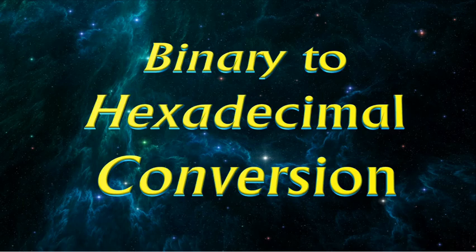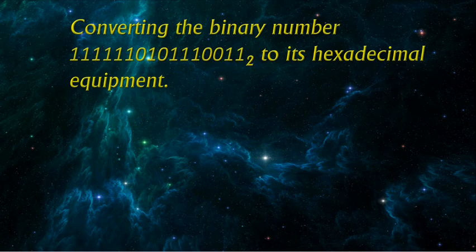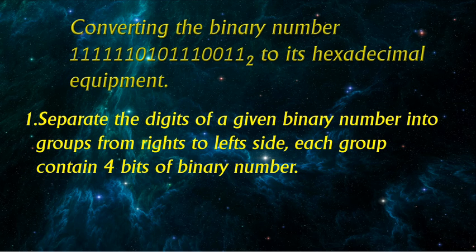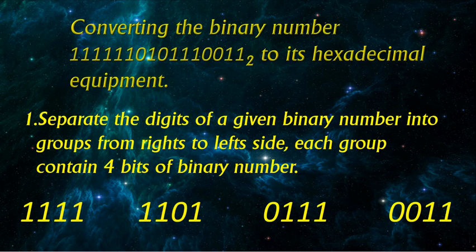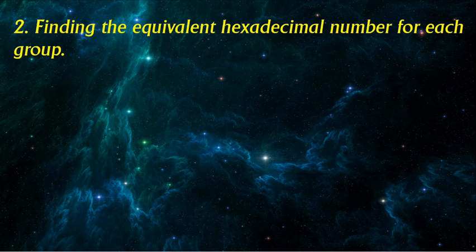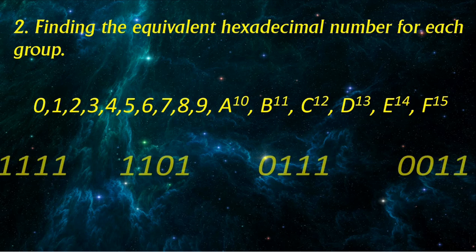Binary to hexadecimal conversion. Converting a binary number to its hexadecimal equivalent: separate the digits of the given binary number into groups from right to left, each group containing 4 bits. Find the equivalent hexadecimal number for each group.